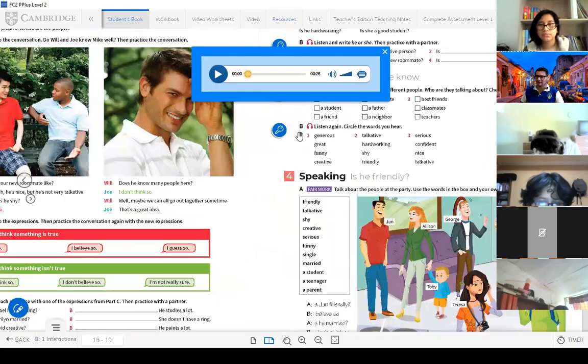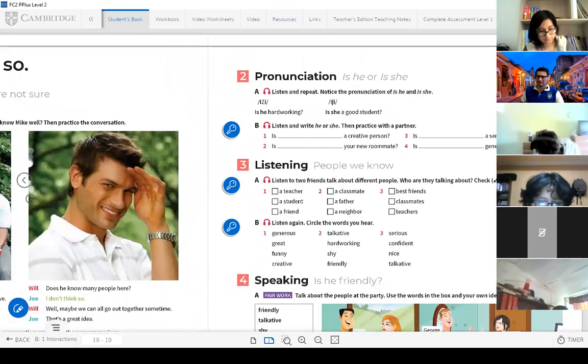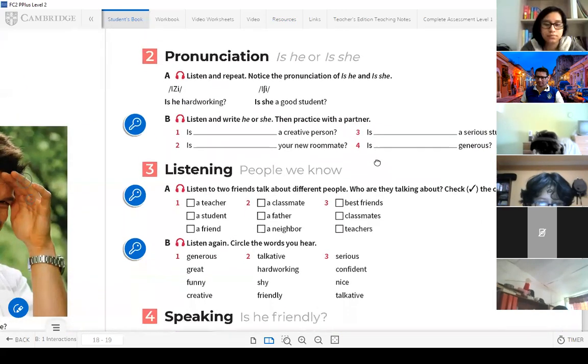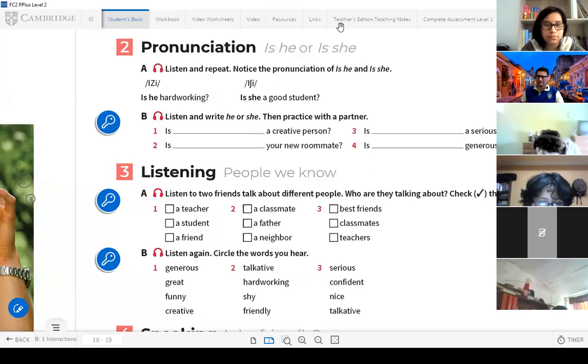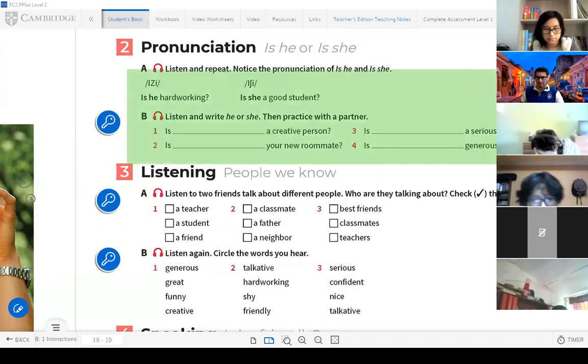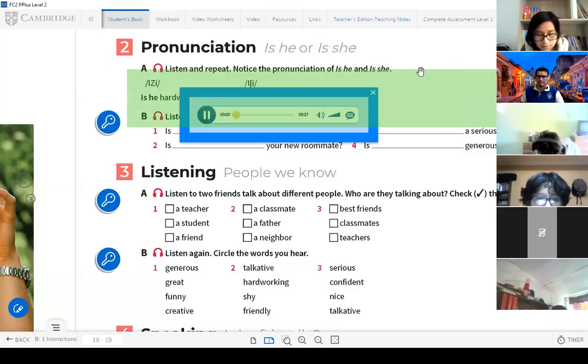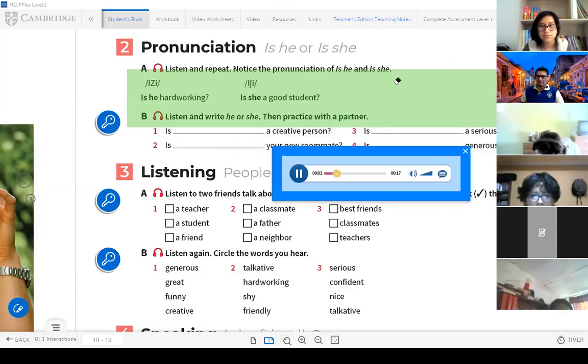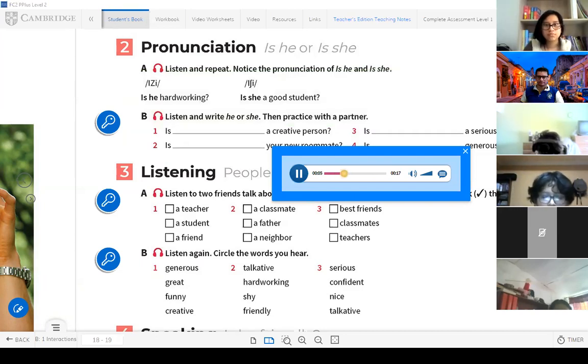Okay, let's see now. Let's go to the next part. What are you gonna do? Here we have the pronunciation. The pronunciation says, no? Is he or is she? Listen and repeat. Notice of is he and is she, okay? Pay attention. Page 19. Exercise 2. Pronunciation. Is he or is she? Part A. Is he hardworking? Is she a good student?